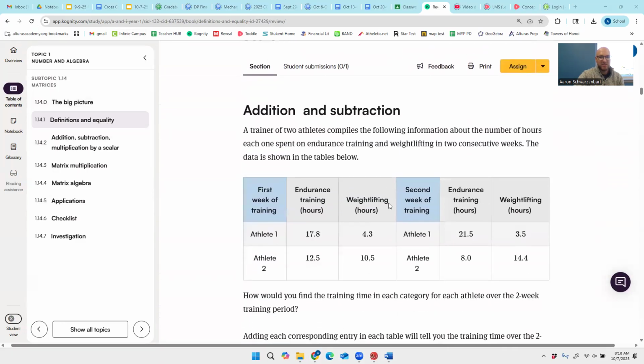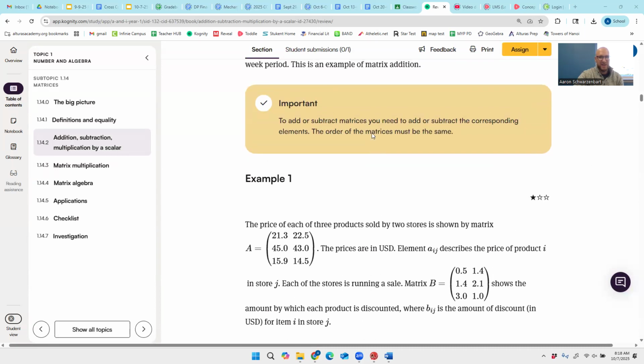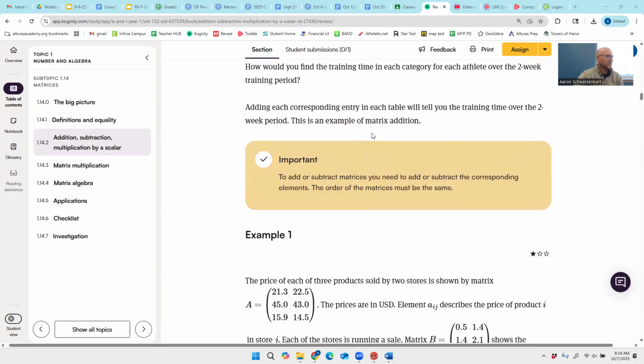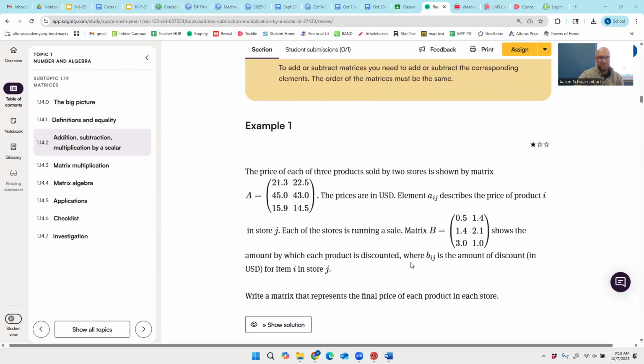Addition, subtraction, and multiplication by a scalar. Addition of matrices, you just add the parts that are in the same spot. Subtraction, you subtract them. I don't believe in subtracting, I add negatives. So I would go through and negate B if I have A minus B. Distribute the negative and add. I just have a lot fewer mistakes.